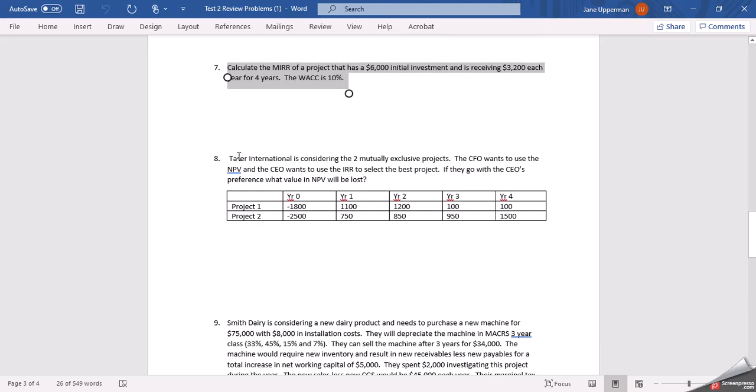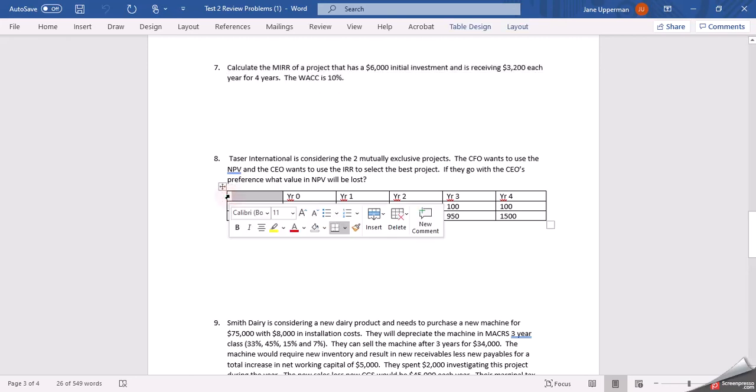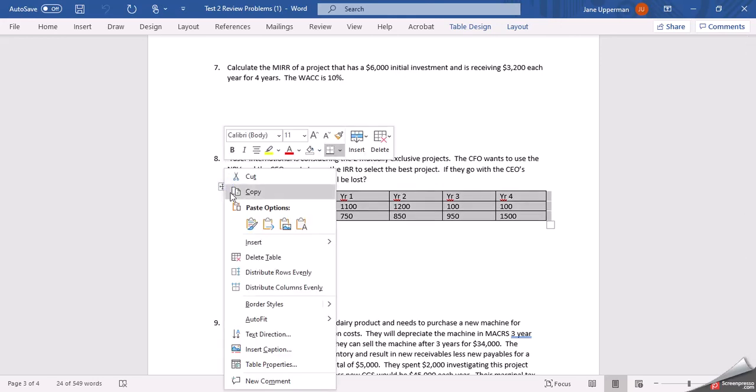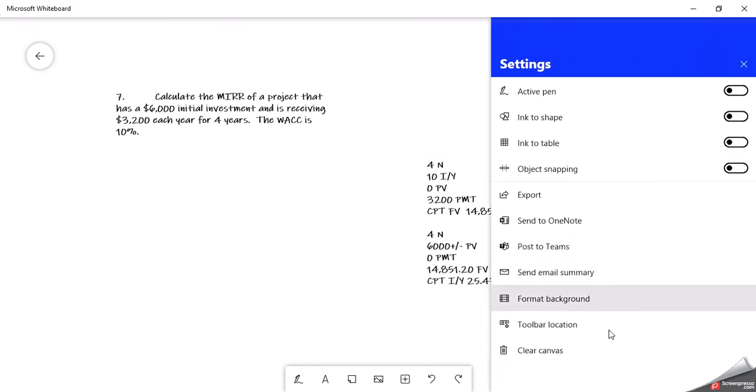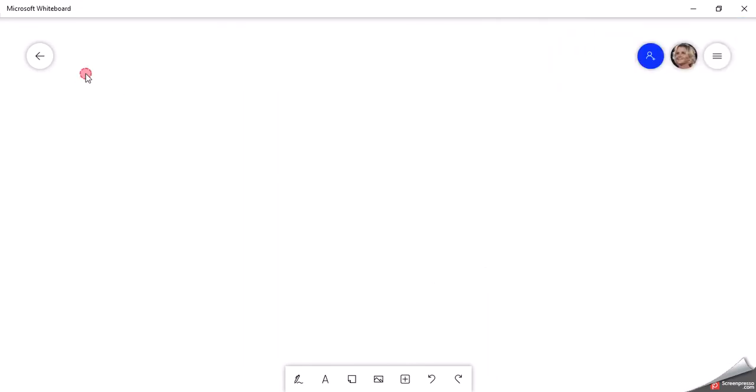We've got this project here, this next one where it's 2 mutually exclusive projects. The CFO wants to use the net present value and the CEO wants to use the internal rate of return. If they go with the CEO's preference, which is the internal rate of return, what is our difference in net present values? Okay, so we're going to copy these over. We're going to clear this canvas and start over.